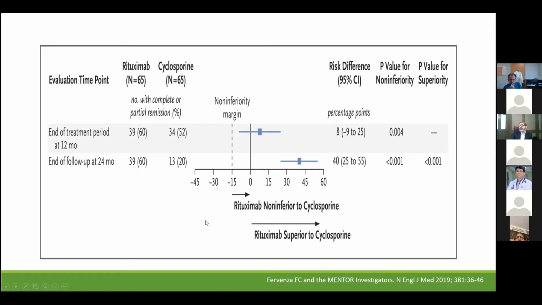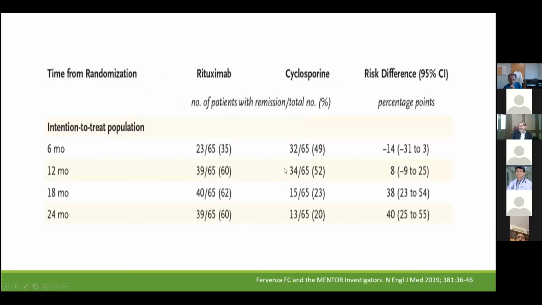But at 24 months, clearly there's not even a contest. Rituximab seems to be better. So the lesson we learn here is cyclosporin maybe races to a response a little bit faster, but as soon as you stop treatment, you're going to start having relapses. And this is the lesson that led to the design of the Starman trial, as we'll see in a second.